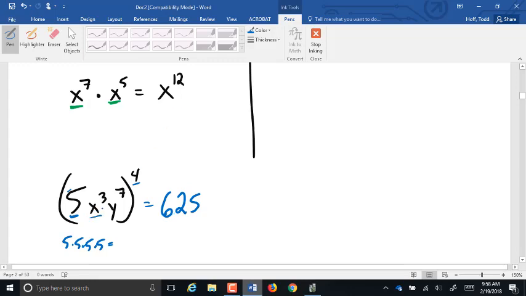Now we can apply our rules for powers. The x to the 3rd to the power of 4 is x to the 12. Good. Y to the 7th to the power of 4? Y to the 28th. Very good.